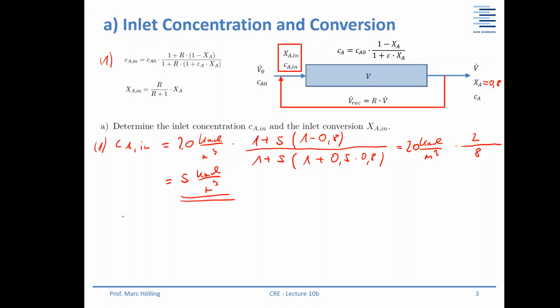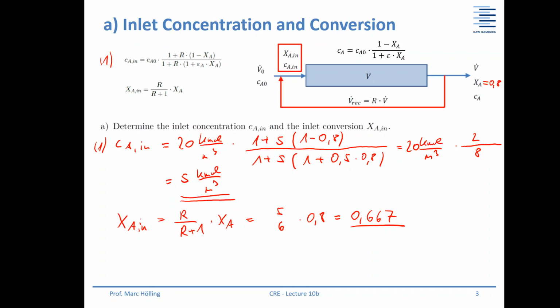Okay, and the inlet conversion, this is quite easy. Xa in is just R over R plus 1 times Xa. The outlet conversion, so 5 over 6 times 0.8, and then you end up with 0.667. Okay. This should be the values. I think a lot of you had this.